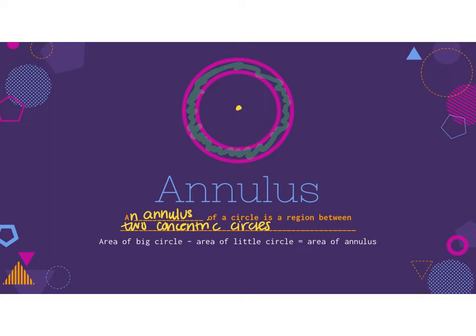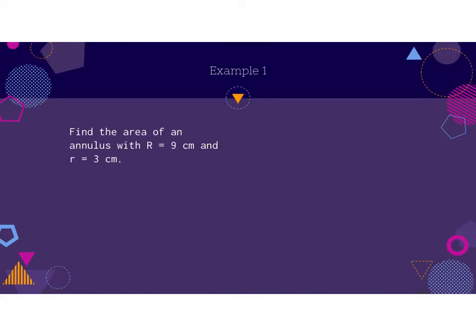The strategy that I'm going to use to find the area is: find the area of the big circle, find the area of the small circle, and then subtract. That'll give you the area of the annulus. Let's take a look at an example. Find the area of an annulus with radius 9 centimeters and radius 3 centimeters.